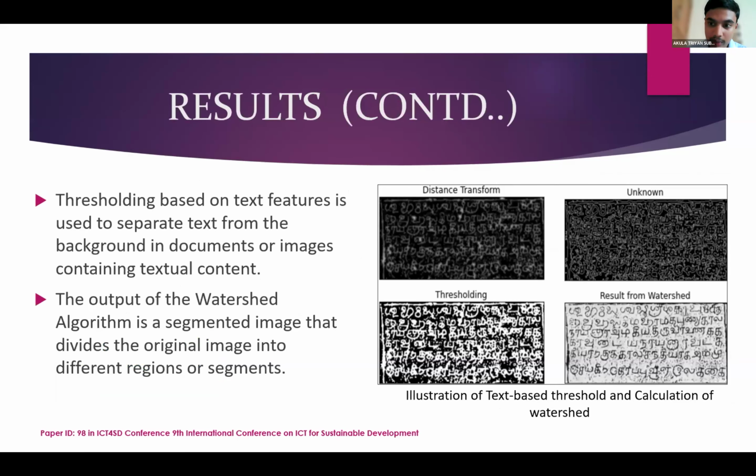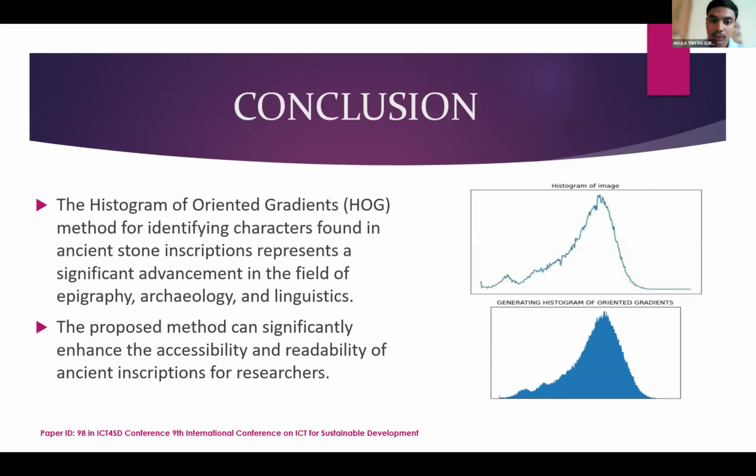And then the results continued is the first you have distance transform filter, and then the unknown. Unknown is basically anything that is in between the characters. So all the unwanted data, all the noise is in unknown, so you can remove all of that. And finally, you have the result from the watershed. That is, you get the proper characters in them. And the conclusion is you can see the histogram of the image at the top, and then the bottom is after you generate the histogram of oriented gradients.